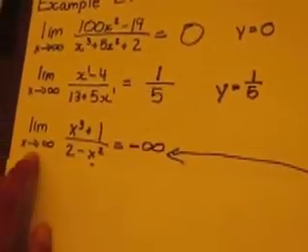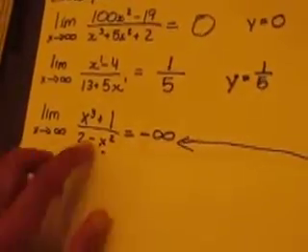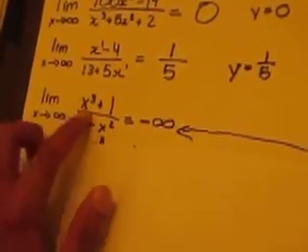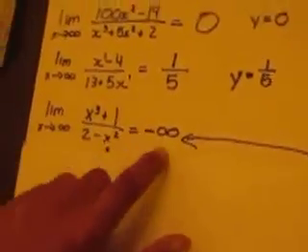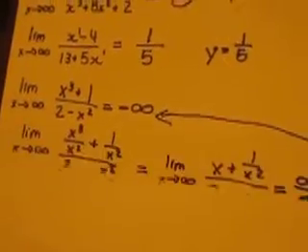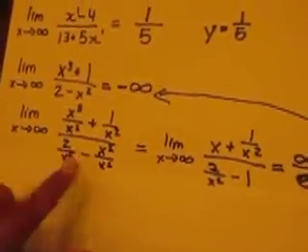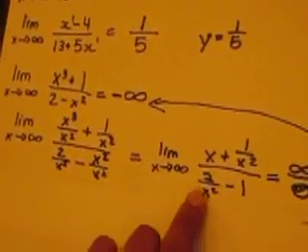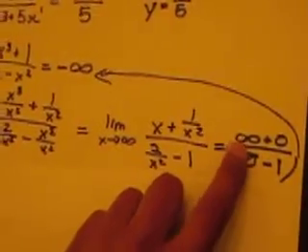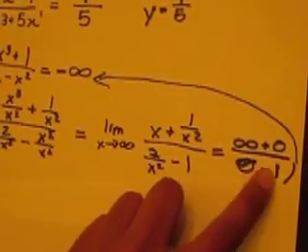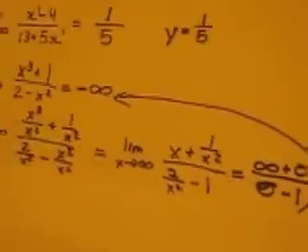Then we have the limit as x approaches infinity of x cubed plus 1 over 2 minus x squared. So right here the numerator's power is higher than the denominator's power, so that means it's going to equal infinity. In order to find the sign, we find the denominator's highest power, which is x squared, and divide everything by x squared and simplify. So now we have this as our simplified limit, and then we solve by substituting it in. So we have infinity plus 0 over 0 minus 1. So we have infinity over minus 1, which equals negative infinity, and that ends section D.